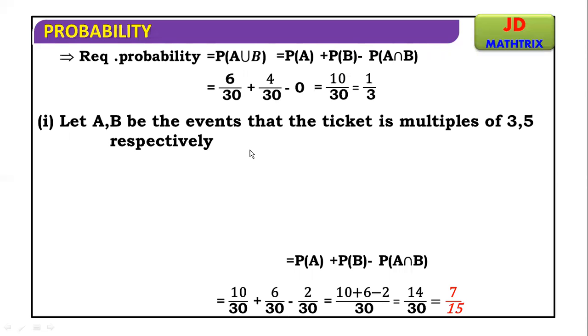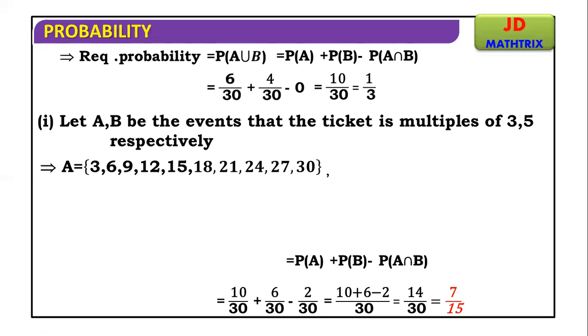Next, second bit. So when a ticket is selected at random, what is the probability that it is a multiple of 3 or 5? Again define the events. Let A, B be the events that the ticket is a multiple of 3, 5 respectively. Now write the set A.